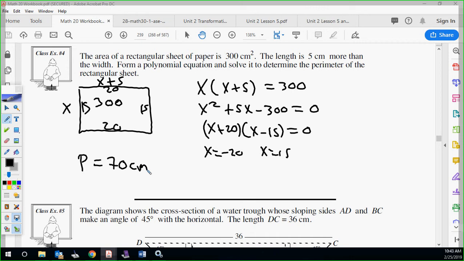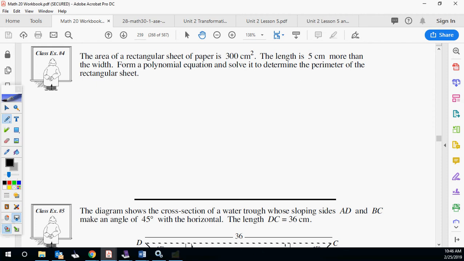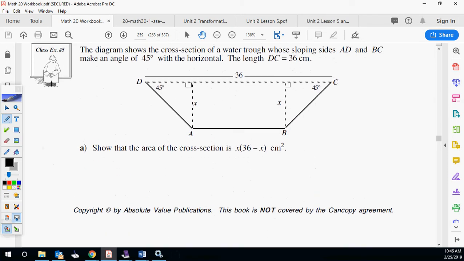Okay, any questions at all? It's a good applied question there. Good? All right, last question here. Yeah, this is the last one. It goes a little bit to the next page, but this is the last one.